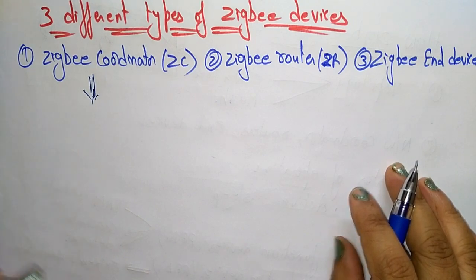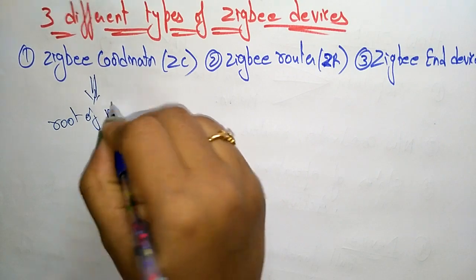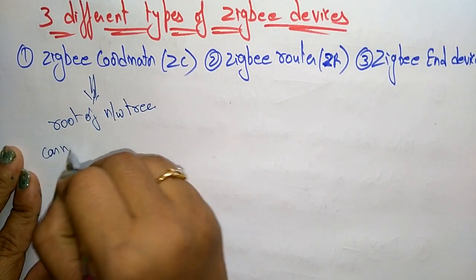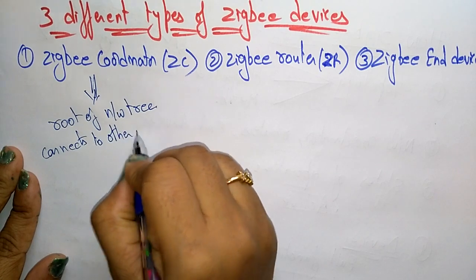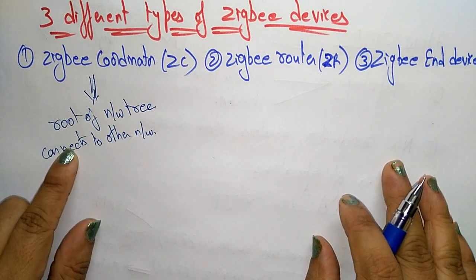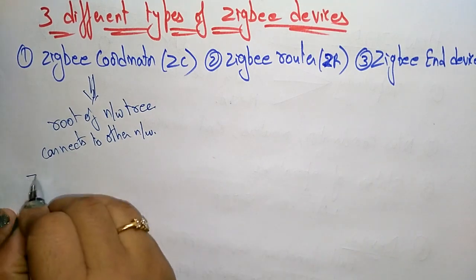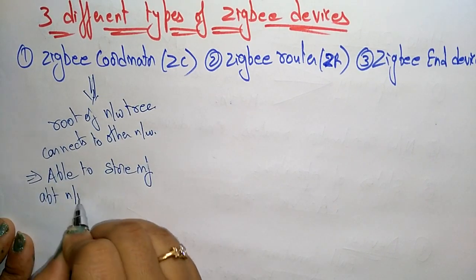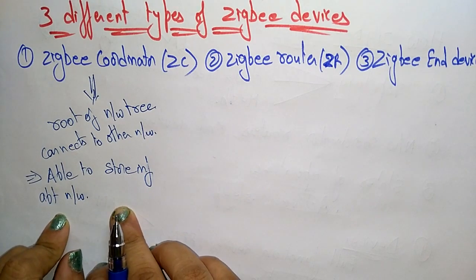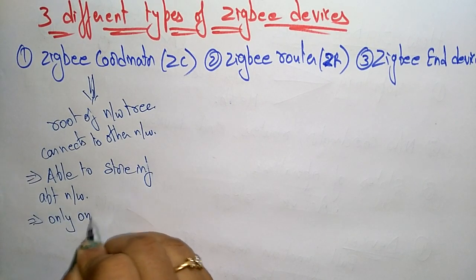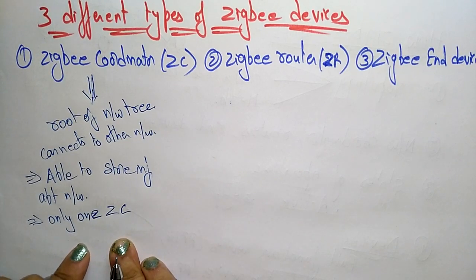The coordinator forms the root of a network. It acts as a root of a network tree and might bridge to other networks. So it connects to other networks also. It is able to store information about networks, and there is exactly one Zigbee coordinator, only one Zigbee coordinator will be there, and also it acts as a repository for security keys.